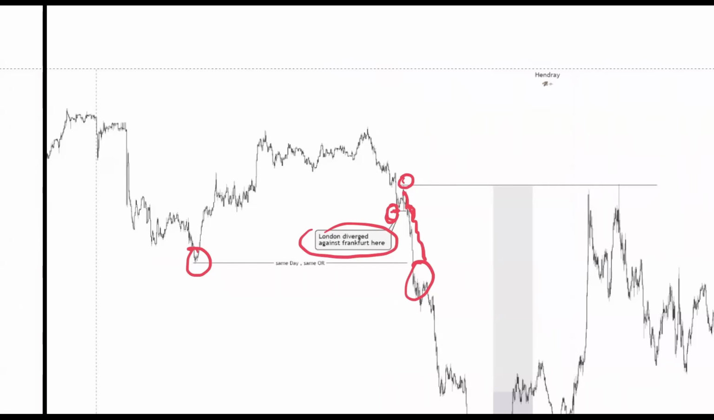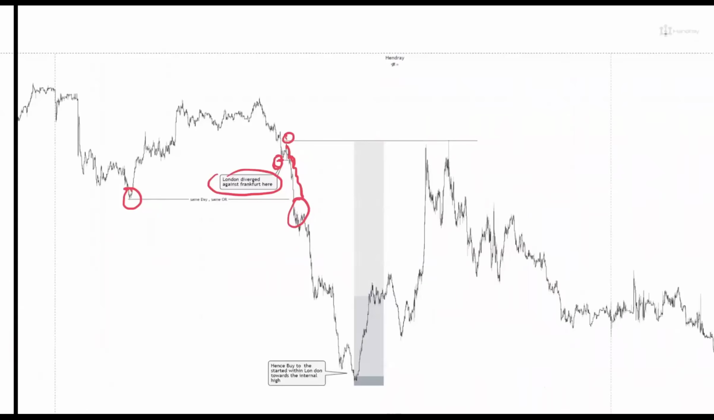And after HPO3 counting, which we'll talk more on, what happened, this buy started in the same London, as you can see. The buy started in the same London. We are still within the same day, same OR. Okay, price is not diverging. Of course, the day did not flip. And so price is not diverging against this high.